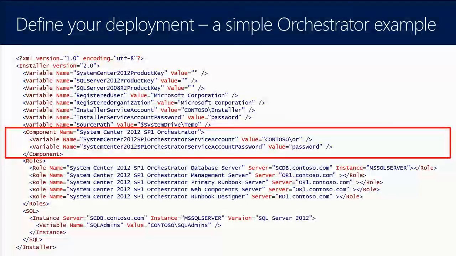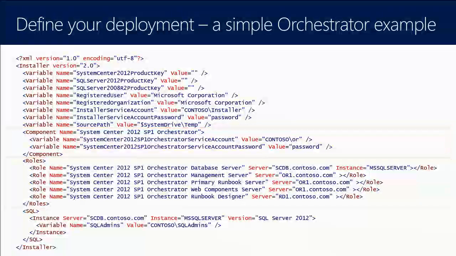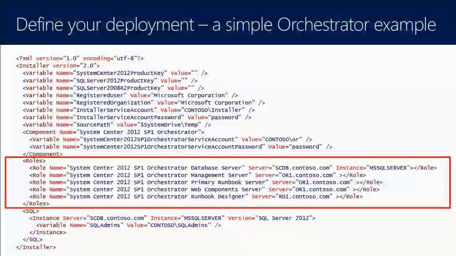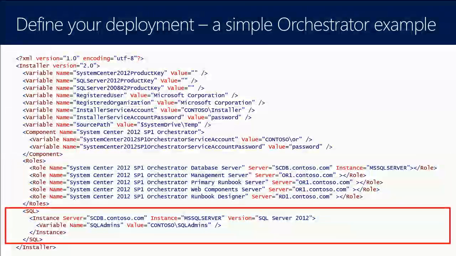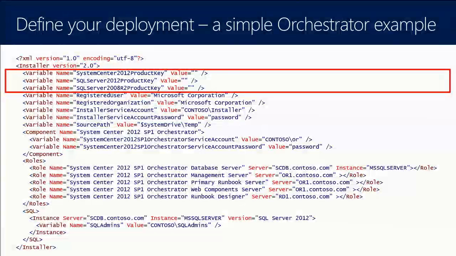I'm saying what service account or what variables I need to specify for, in this case, the Orchestrator component. And again, this is just a service account and password. If there's anything else needed, the variable is also included in the sample as part of the download. Then I say which servers I'm going to install to. In this example, I'm doing a 3-server deployment. I have a separate database, and then an Orchestrator server, and then I have a remote desktop server I'm actually running my consoles from. I say that I want the version of SQL to be 2012, and my admins group is just called SQL admins. And in this case, I haven't specified a product key, so this would do an evaluation installation of Orchestrator.